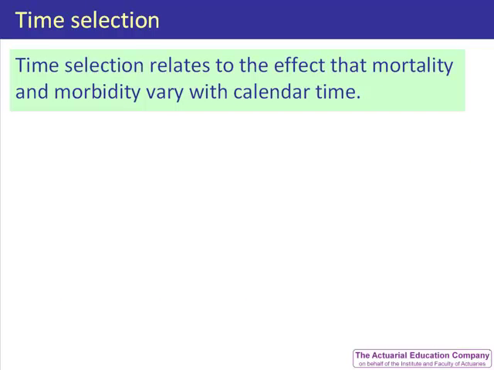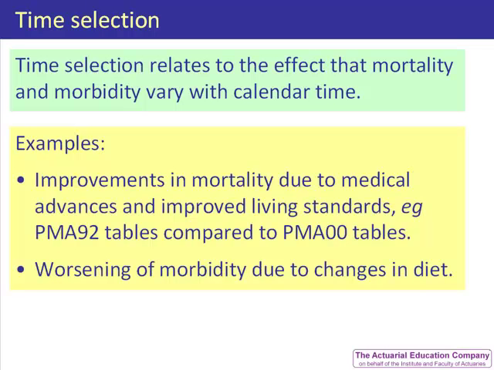Time selection relates to the effect that mortality and morbidity vary with calendar time. This effect is usually observed at all ages. For example, over time, mortality has improved due to medical advances in the treatments offered for illnesses, and also due to improved living standards. Where a separate mortality table is produced for different calendar periods, such as PMA 92 tables and PMA 00 tables, which are based on data from 1992 and the year 2000 respectively, the difference between the tables is an example of time selection.